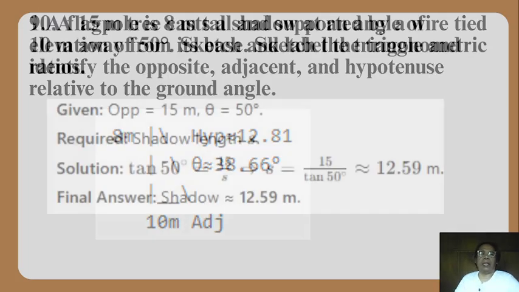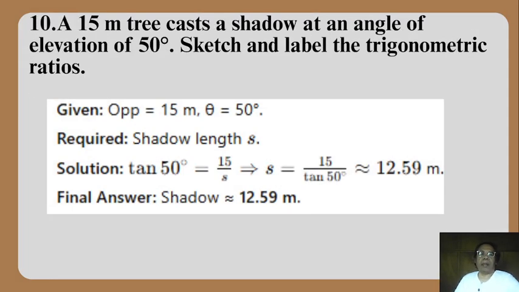Okay, let's proceed with practice problem number 10. A 15-meter tree casts a shadow at an angle of elevation of 50 degrees. So, sketch and label the trigonometric ratios. We're given opposite 15 meters, theta is equal to 50 degrees. We are required to find the shadow length S.